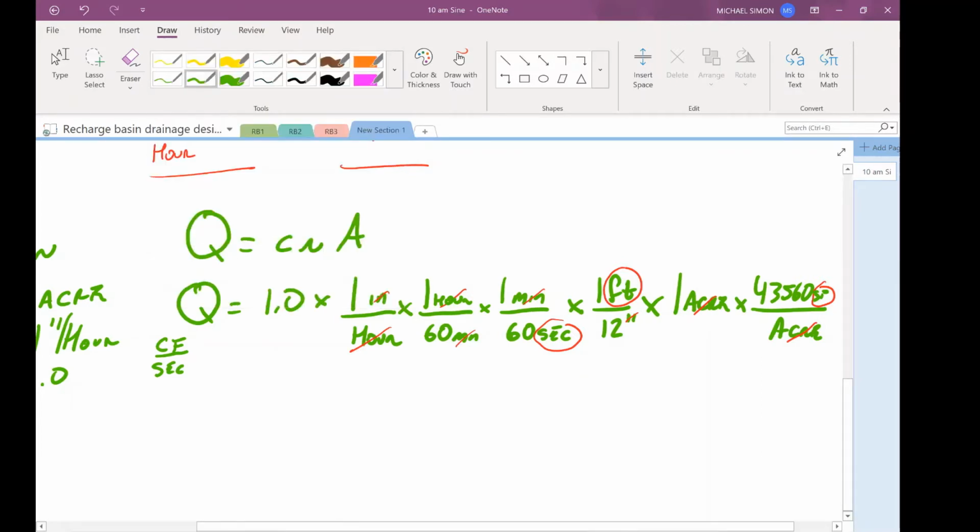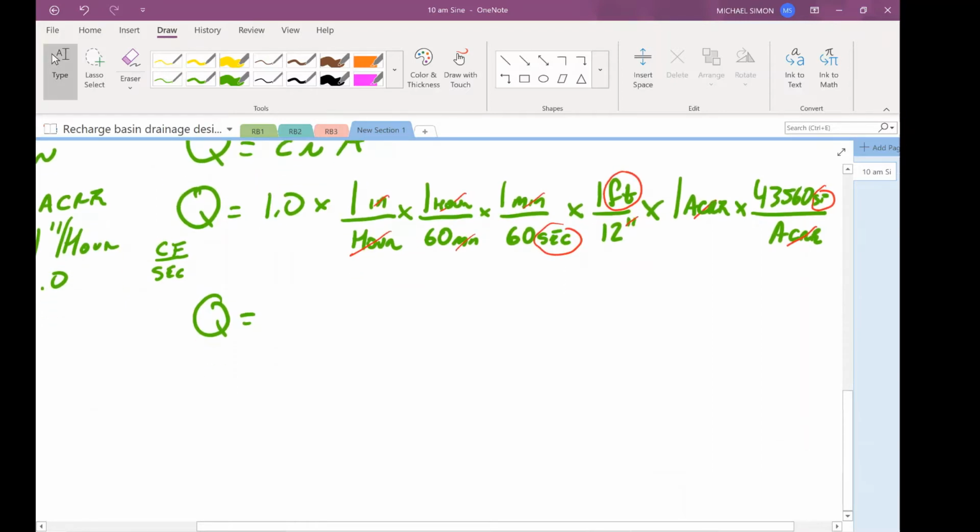So what's Q equal to? Pause this for a second. You do the math. I already know the answer to this. I want you to work it out and tell me what you get. So pause this for a minute and figure it out. Okay, welcome back.